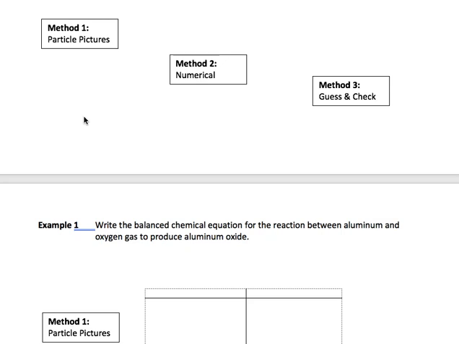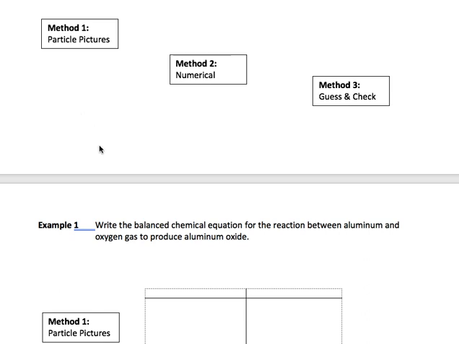Okay, so we're going to start to balance some chemical reaction equations. I'm going to show you in this video how to balance with these three different methods, and then I'll have some other videos where they're just these specific methods separate. All right, so method one is geared towards more of the visual learners.